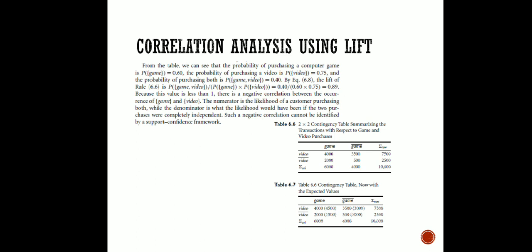Similarly, probability of video: you see in the first row, 4000 plus 3500 comes to 7500. So 7500 by 10,000 comes to 0.75. Similarly, the probability of purchasing both game and video: you can see the first cell, video cross game, it is 4000. So 4000 by 10,000 is 0.4.